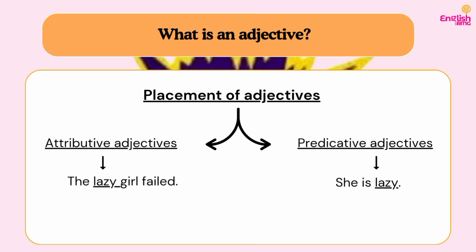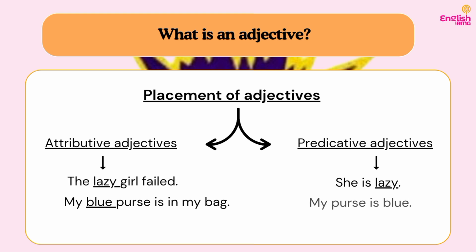So, we have the lazy girl failed, attributive, right before the noun. Then we have she is lazy. Lazy is modifying she, but it has been separated by a linking verb. So we say that this kind of adjective is what? Predicative. Another example, my blue purse is in my bag. So blue here is an adjective, an attributive adjective.